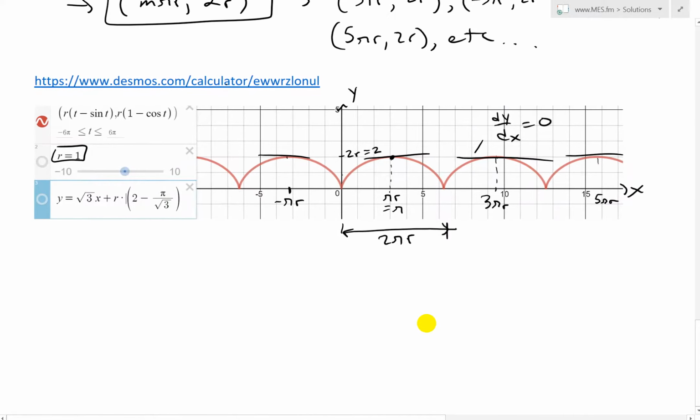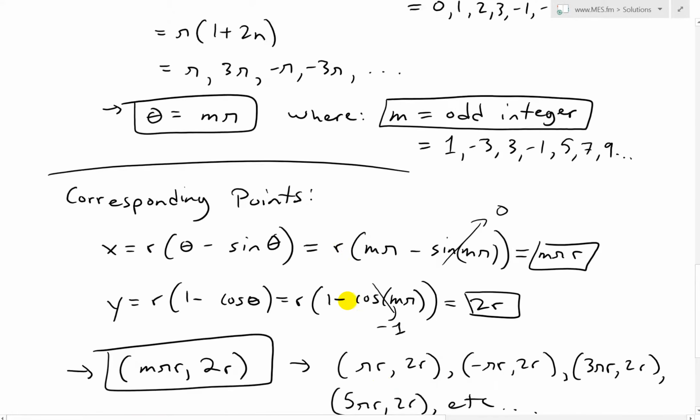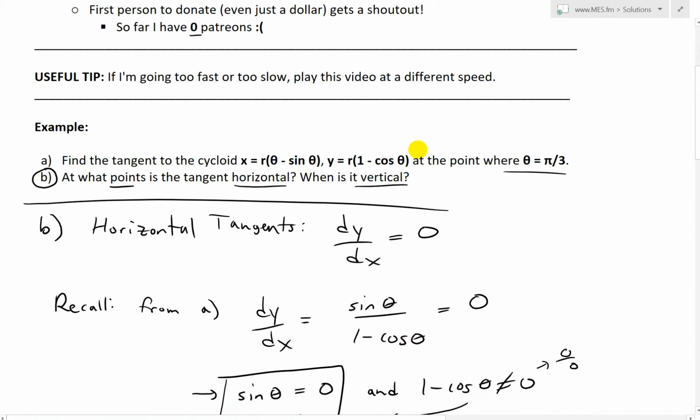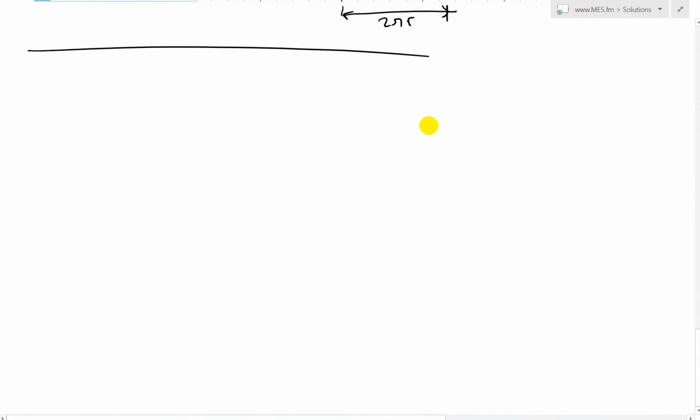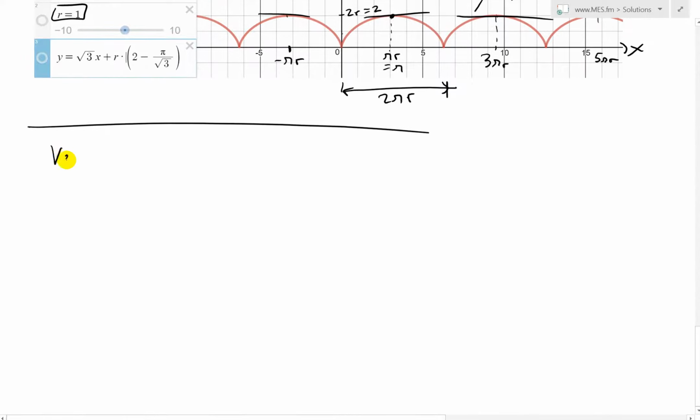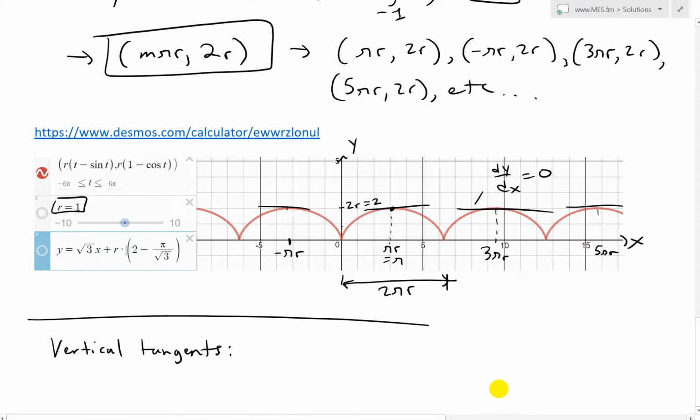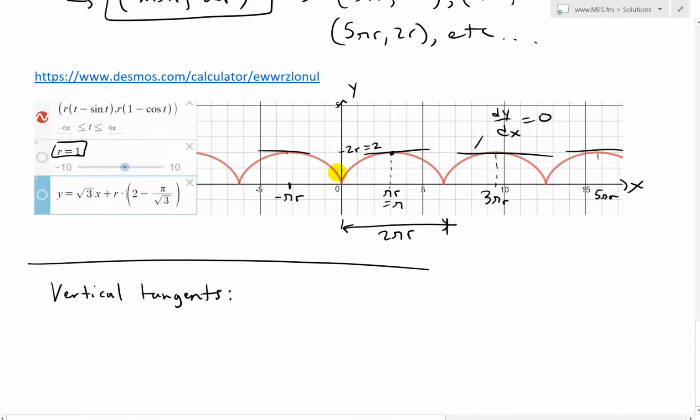So now let's look at the second part of this, part 2, which is looking at the vertical asymptotes, or the vertical tangents. So we can write vertical tangents here. And what we'll notice from this graph is that the tangents appear to be somewhere across here and here.